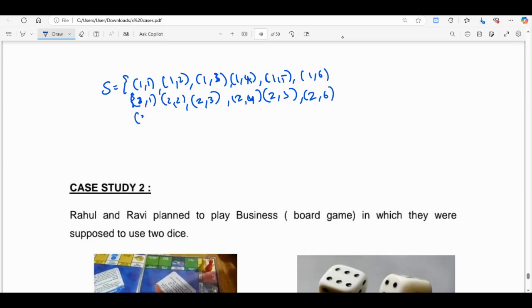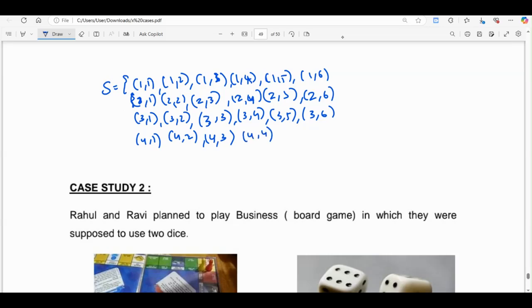Then 3 comma 1, 3 comma 2, 3 comma 3, 3 comma 4, 3 comma 5, and 3 comma 6. So in the same way you have 4 comma 1, 4 comma 2. We have 6 numbers, so it will go until 6. 4 comma 3, 4 comma 4, 4 comma 5, 4 comma 6. These are the outcomes of throwing two dice.